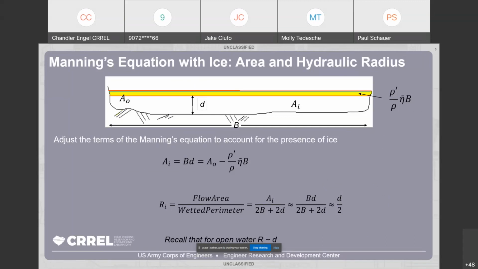So the major difference here is that the hydraulic radius now includes the bed and the banks, as well as the underside of the ice. In open water, the denominator would just be 1B, not 1B plus 2D. So this is a reasonable approximation when the channel is wide, relatively shallow, that R sub I equals D over 2. So for open water, that approximation would just be D, your hydraulic radius. So we can see having a lid on the flowing water reduces the hydraulic radius by 2.